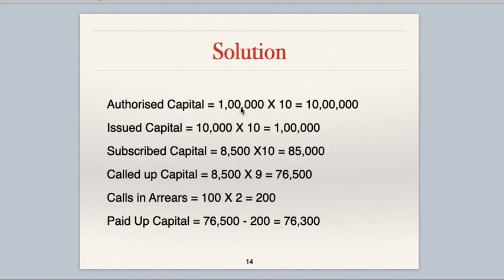See this solution. Authorized capital 1 lakh into 10, 10 lakhs. Issued capital 10,000 into 10, 1 lakh. Subscribed capital 8,500 into 10, 85,000. Called up capital 8,500 into 9 because final call is not yet made. Company has called only 9 per share, 76,500. On 100 shares, first call is due. Company has not received 2 rupees on 100 shares, which is calls in arrears, 200. Called up capital minus calls in arrears is paid up capital, which is 76,300.